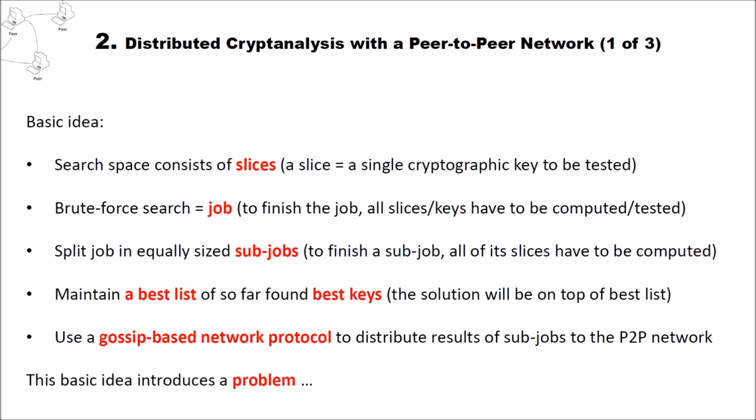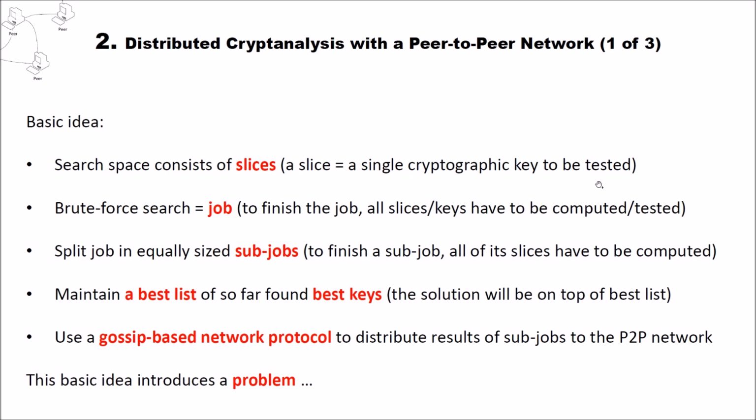The first idea is that our search space consists of so-called slices. A slice is equal to a single cryptographic key to be tested in a brute force attack. That means our cryptographic algorithm decrypts our ciphertext using the key, rates the key, for instance, with a cost function, and that's what we mean with a single cryptographic key to be tested.